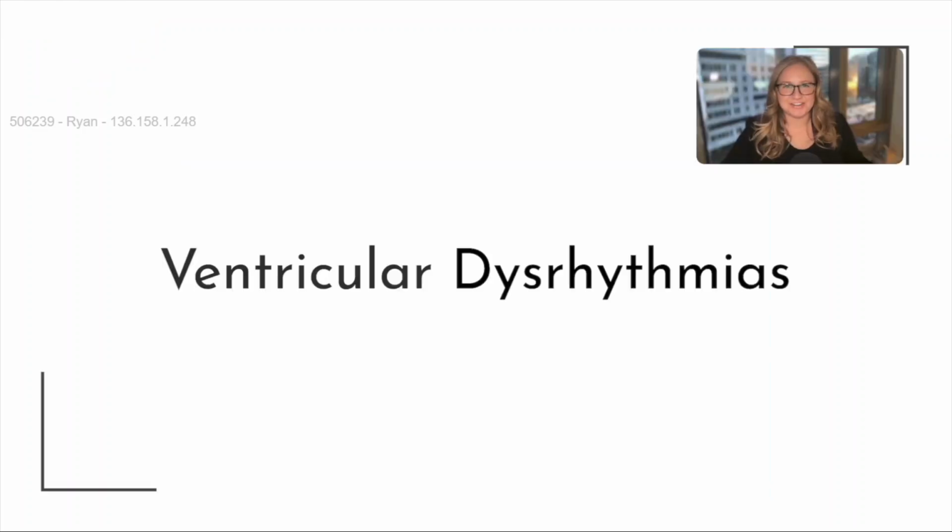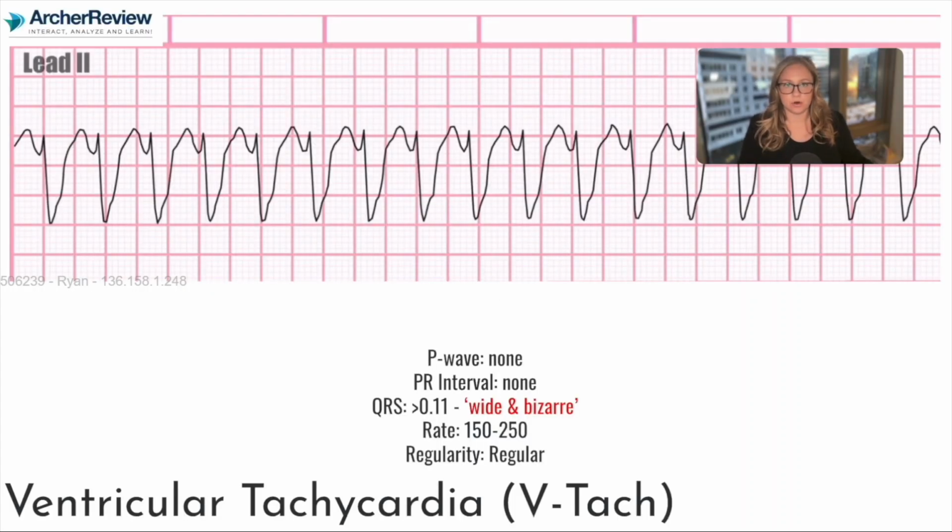All right, Archer nurses, we have one last group of dysrhythmias to talk about, and these are the most serious. Your ventricular dysrhythmias are where the electrical activity has deteriorated so far that the atria aren't working at all, and now we have problems in the ventricles as well. So first, we're going to talk about ventricular tachycardia.